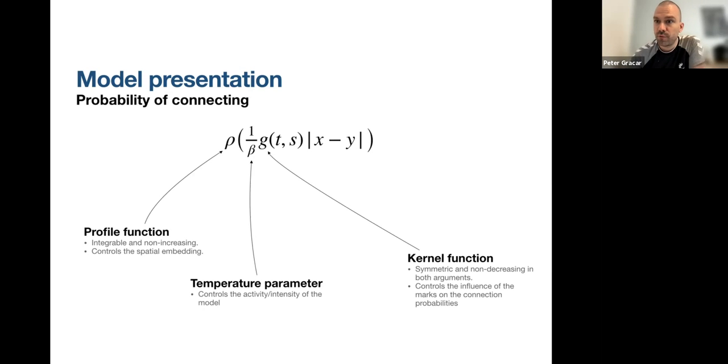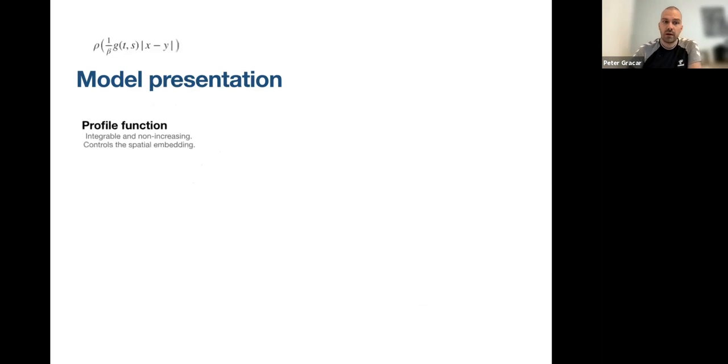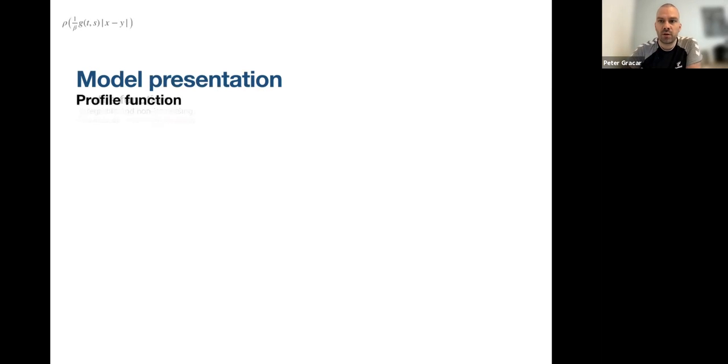Now let's look at profile functions. So far, I've only said they should be integrable and non-increasing. We can take a couple of additional assumptions. First of all, that this function maps onto the interval [0, 1] is fairly self-explanatory, since we actually want to be dealing with probabilities. And without loss of generality, we can also assume that not only is the function integrable, but actually it integrates to 1.